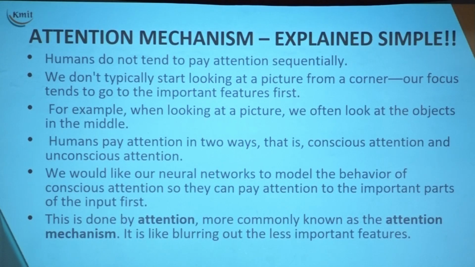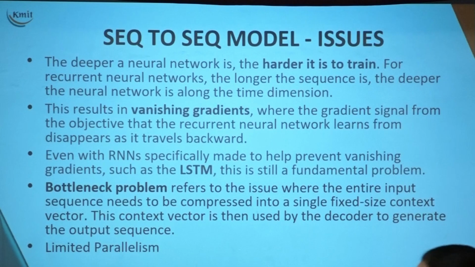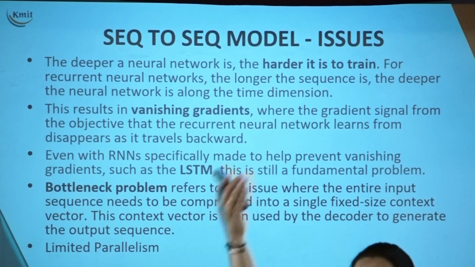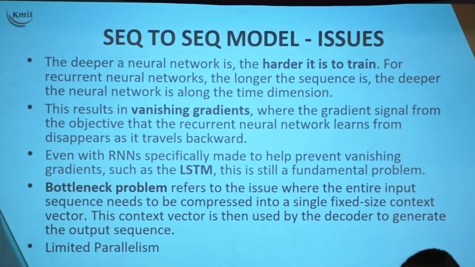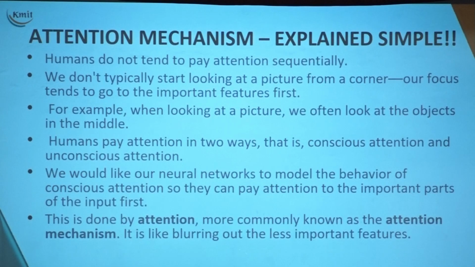So humans pay attention in two ways: conscious attention and unconscious attention. We would like our neural network to model the behavior of conscious attention so that it can pay attention to the important part. As I told you, on this particular slide, if you are talking and not paying attention, I just call on you and you go through and see the important part. That is your conscious attention. You will give me some relevant answer which is correct. That mechanism we actually want to build with our machine.